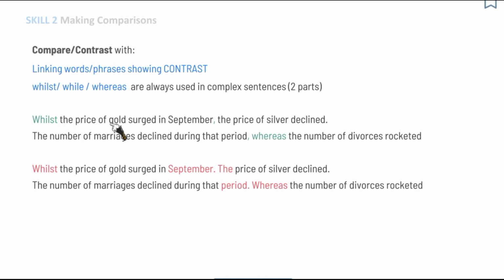Whilst the price of gold surged in September, comma, the price of silver declined. The number of marriages declined during that period, comma, whereas the number of divorces rocketed. So this is the correct use. In contrast, here in red is incorrect use.